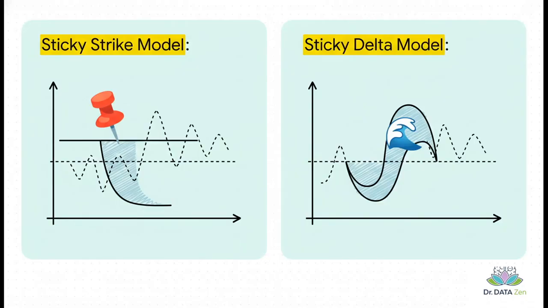Two of the most common models are called sticky strike and sticky delta. The sticky strike model basically assumes volatility is pinned to a specific price, like you put a thumbtack on a chart at the $100 level. The sticky delta model is way more dynamic. It assumes volatility moves with the market, staying attached to a relative level. They're just two different theories about how this whole landscape behaves.